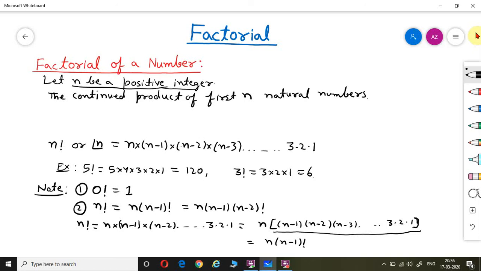Where can we use this? Suppose we have to calculate 6 factorial. We don't need to multiply every time. We know the value of 5 factorial, so we can simply calculate 6 into 5 factorial. So it is 6 into 120, equal to 720. So we can do it like this.